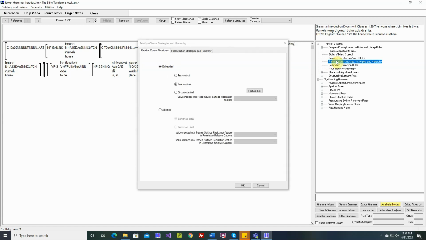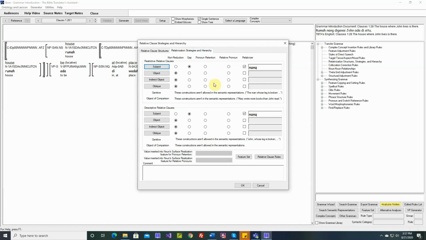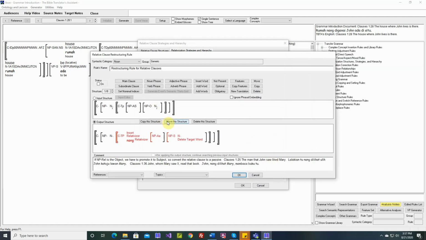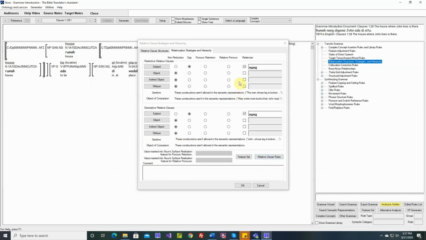This video will describe a special rule for relative clauses. It's located down here. It's called relative clause rules. And there's really one rule here, but it can have up to 99 different structures. And this rule is executed after all of these strategies have been executed. Sometimes you'll need a special rule to deal with your relative clauses.